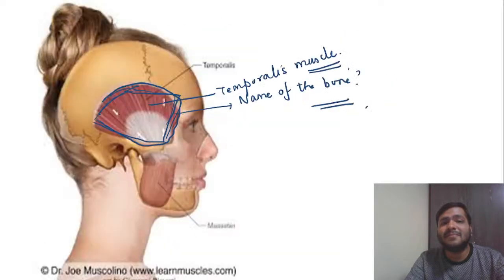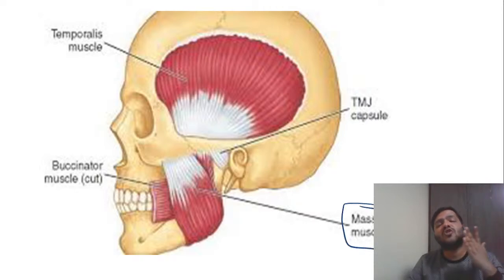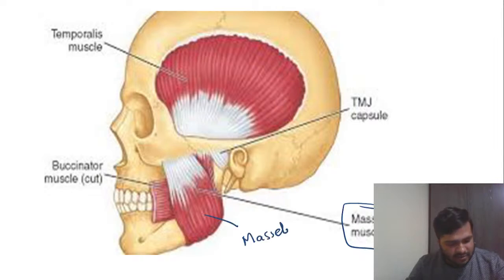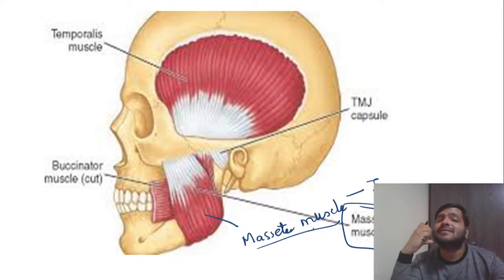So example, write down, it is the masseter muscle. This is the muscle of the jaw which helps in mastication. So this is the masseter muscle. Masseter muscle, so this muscle helps in chewing.